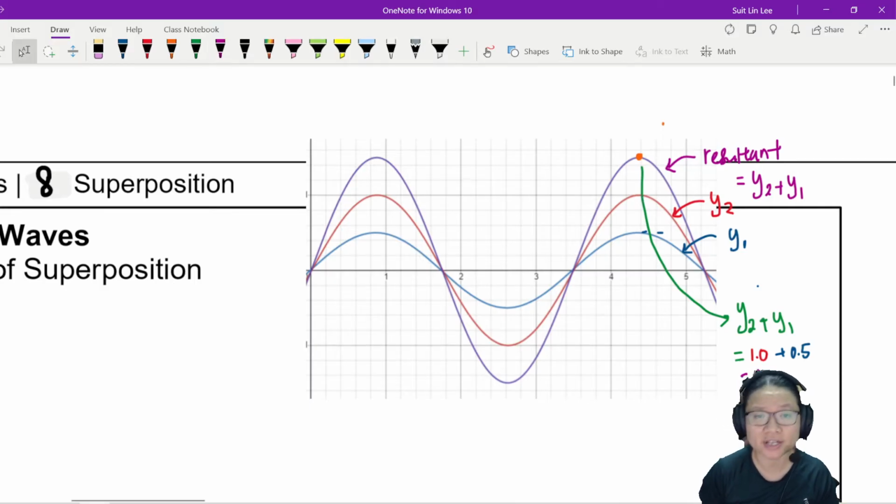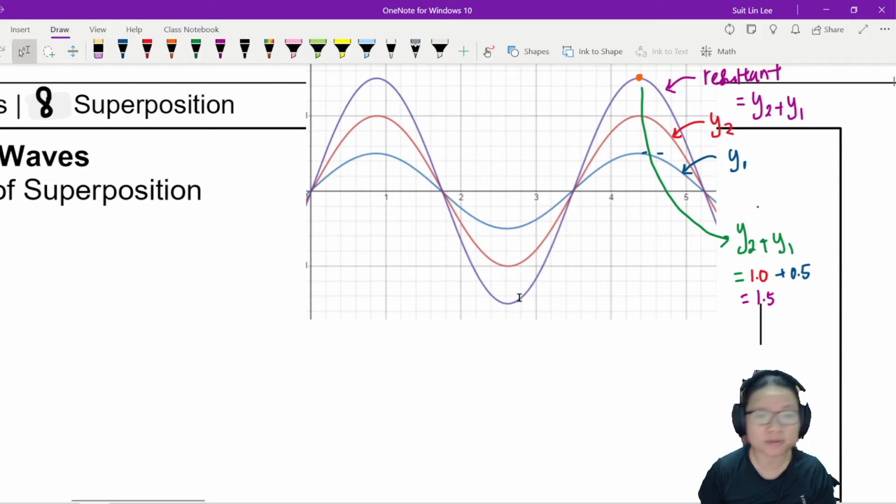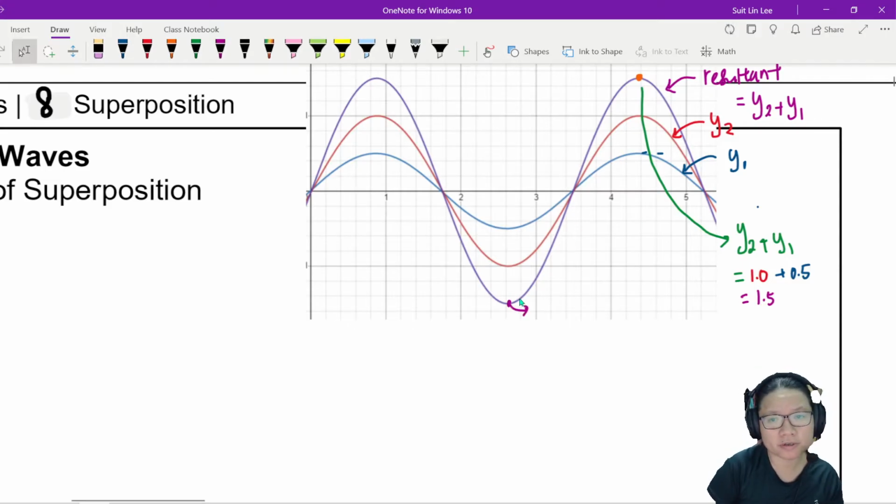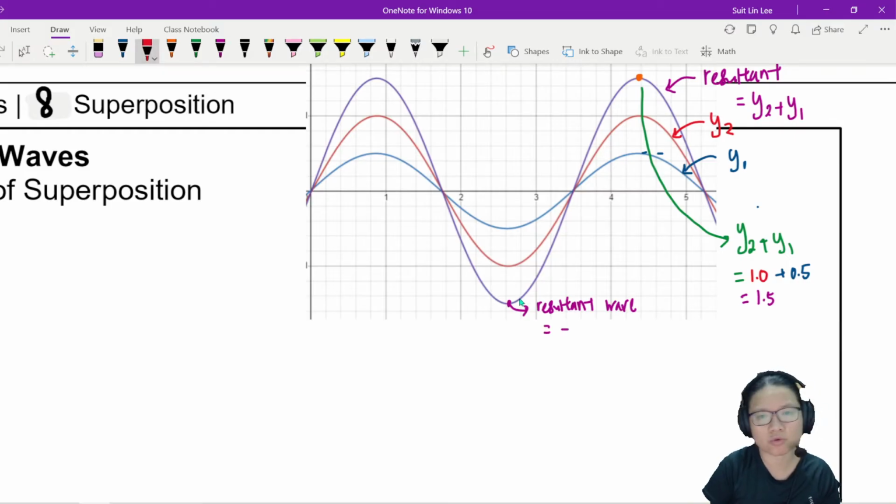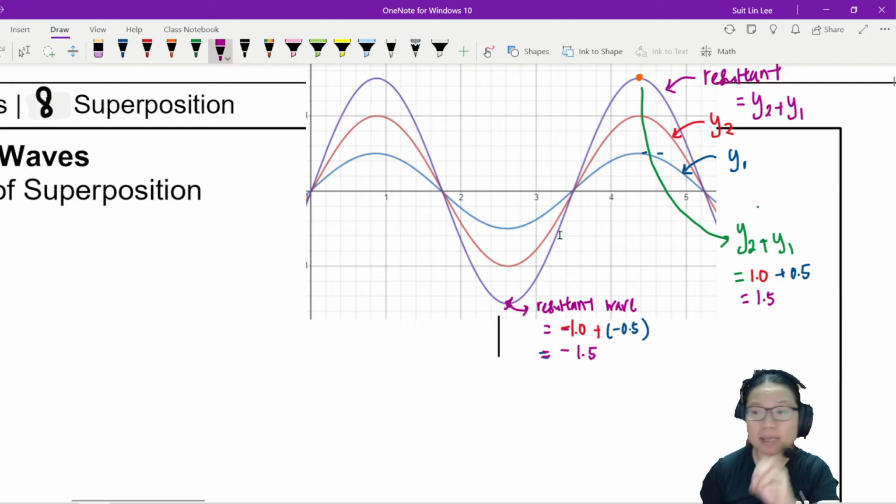Okay, and I would repeat the same thing again, but I guess just to make sure the video is not too long, and I think you get the idea already. If I repeat the process for this one, at this point here, the resultant wave will be equal to negative 1.0 Y1 plus negative 0.5. So finally, I will get negative 1.5. This point. Okay. So what we did here is we sum up the waves.